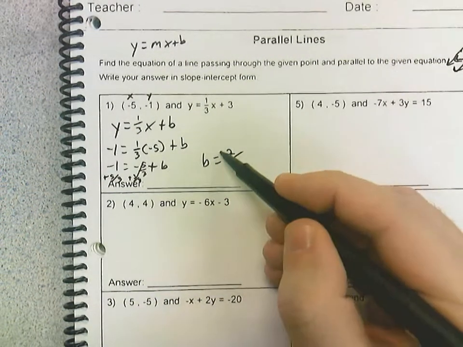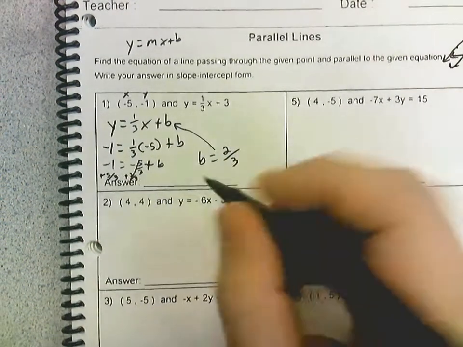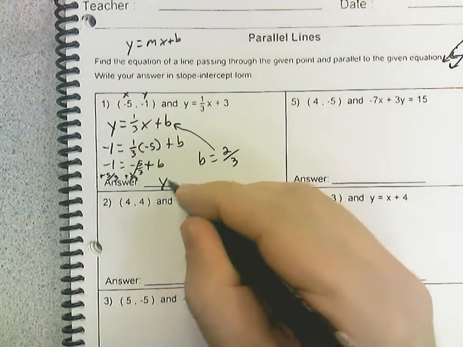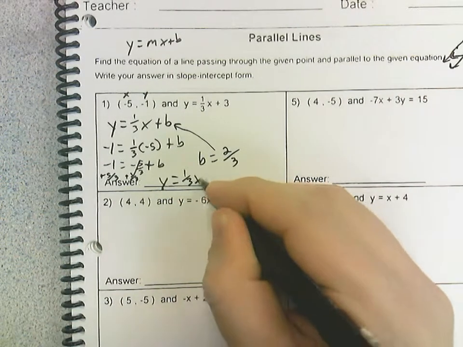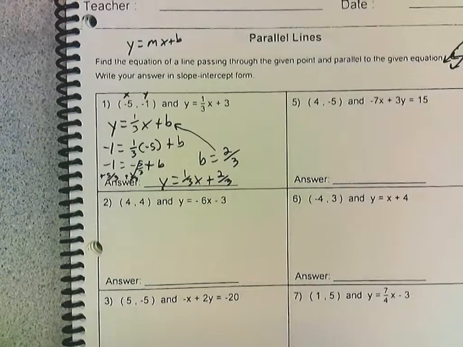I'm not quite done. Now that I know what the y-intercept is, I'm going to come back up to my original equation and plug it in. So my final answer is going to be y equals 1 over 3x plus 2 over 3. Okay, that's your final answer. Hooray for bells.